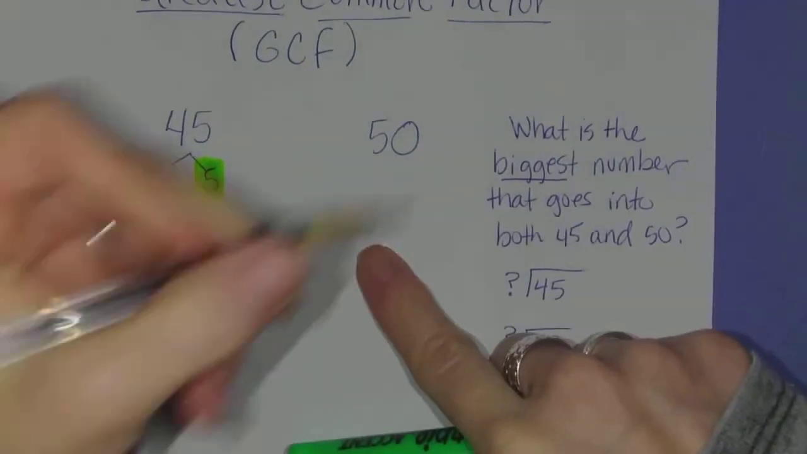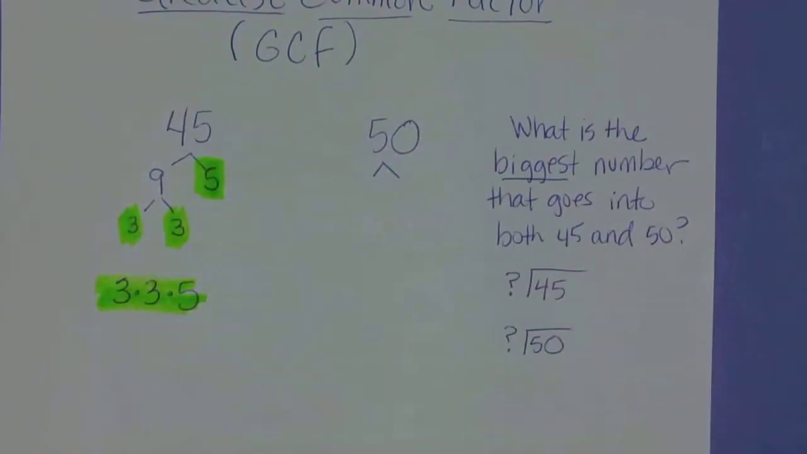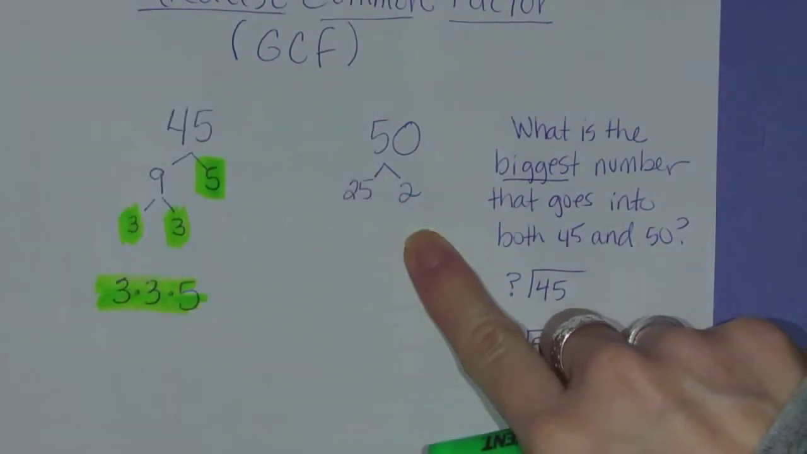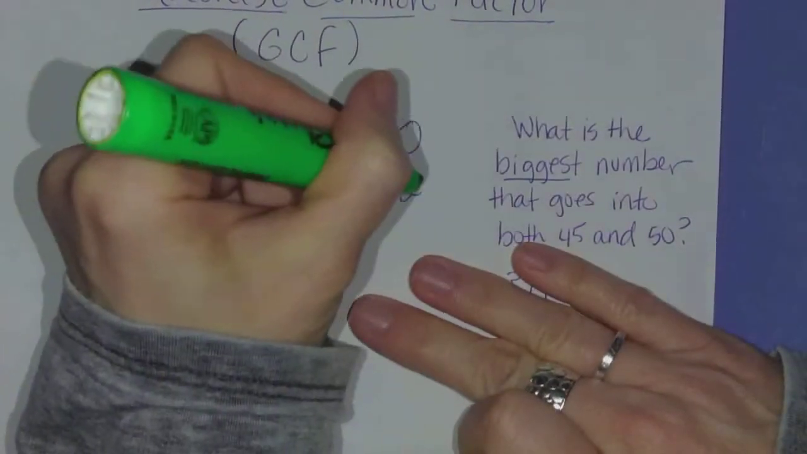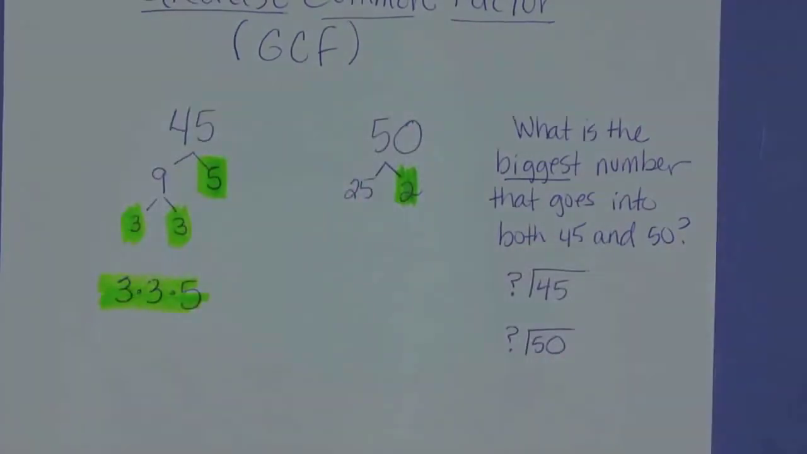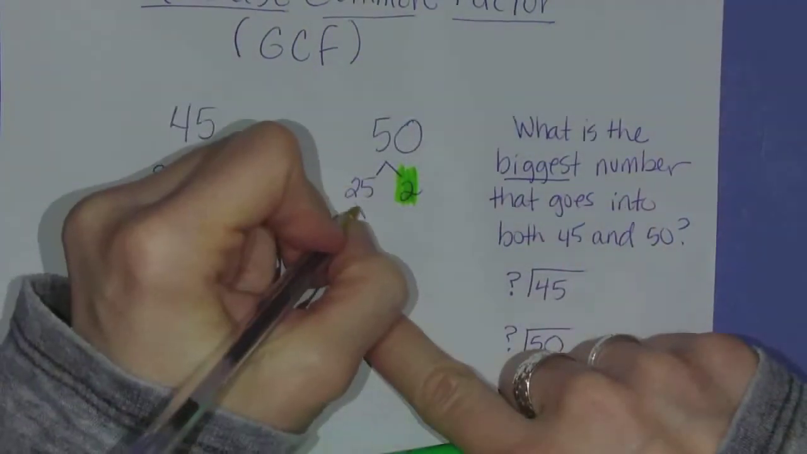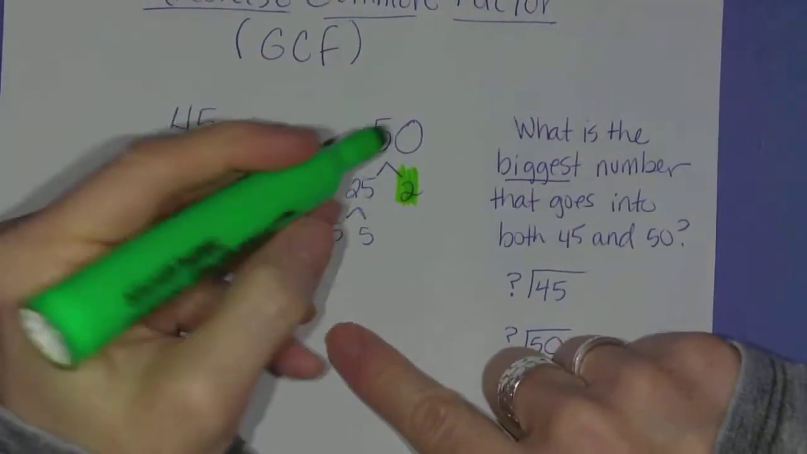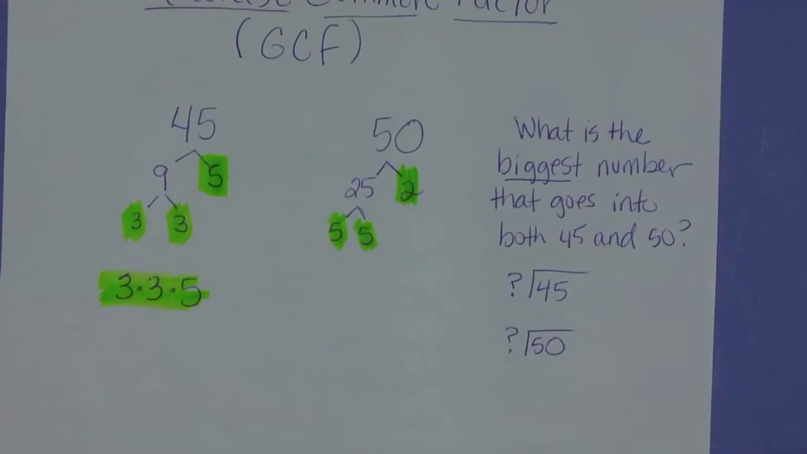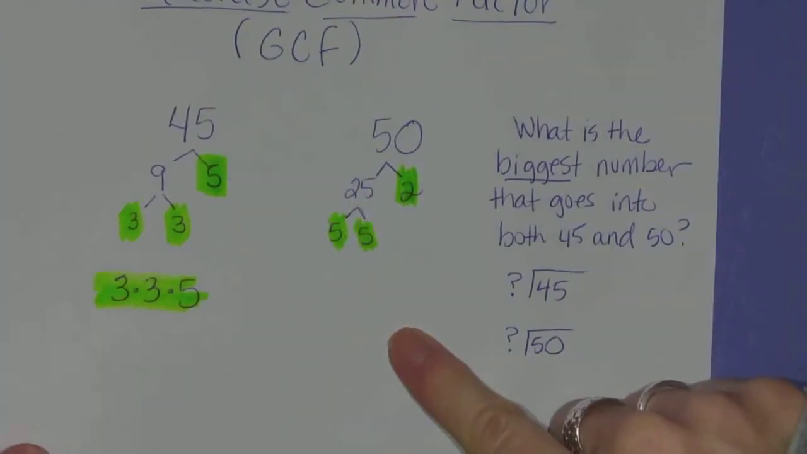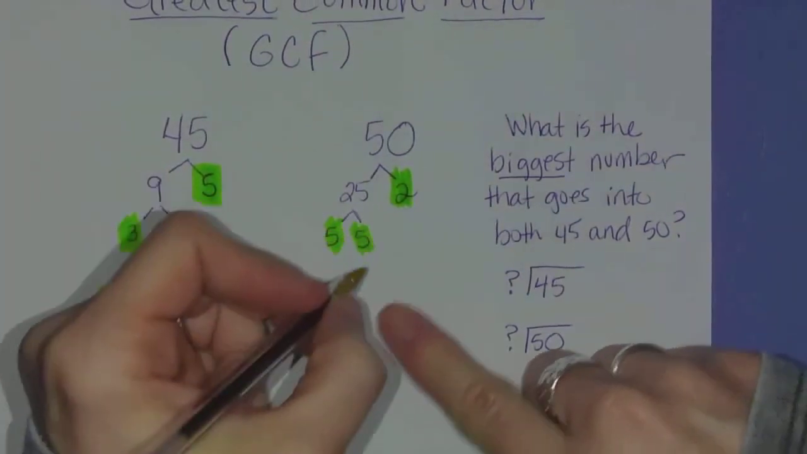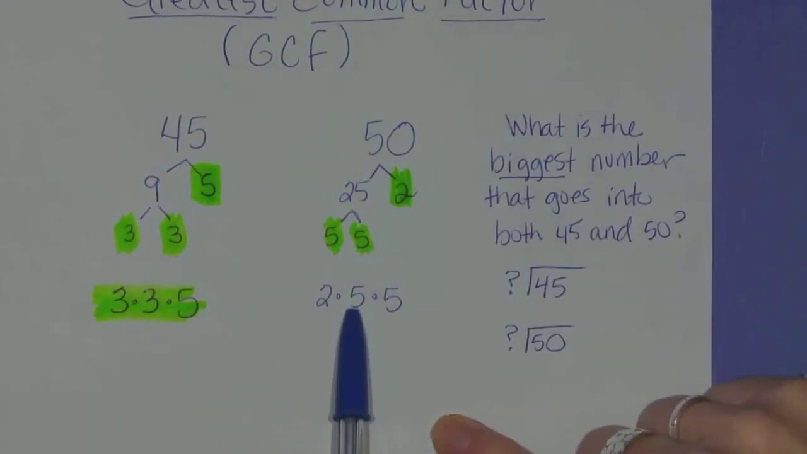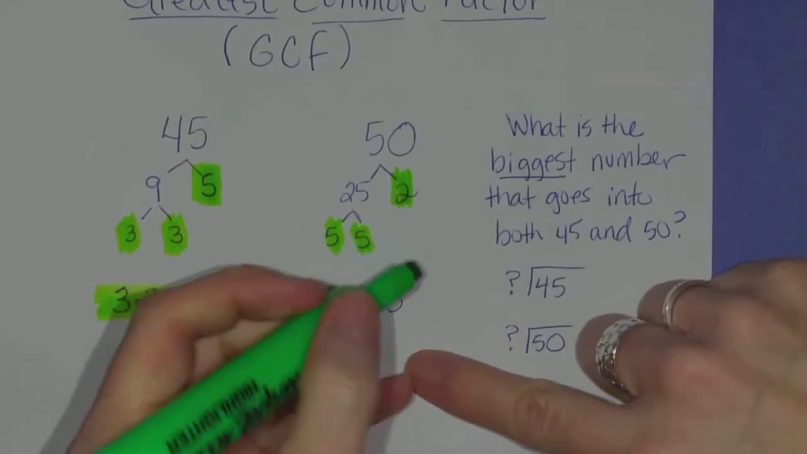Okay, 50. Again, a couple options. We could do 10 and 5. We could do 25 and 2. I'll just go ahead and do 25 and 2. And 2 is prime, so we'll highlight that. 25 will go further, of course, into 5 and 5. And those are both prime, so I'll highlight those. So 50, written as a product of prime factors, if I go from least to greatest, would be 2 times 5 times 5. 2 times 5 is 10, 10 times 5 is 50. So there we have that.